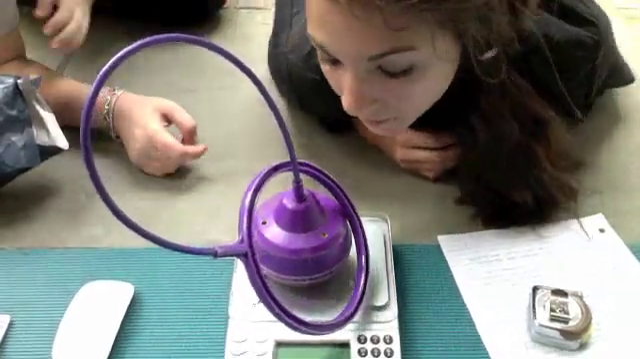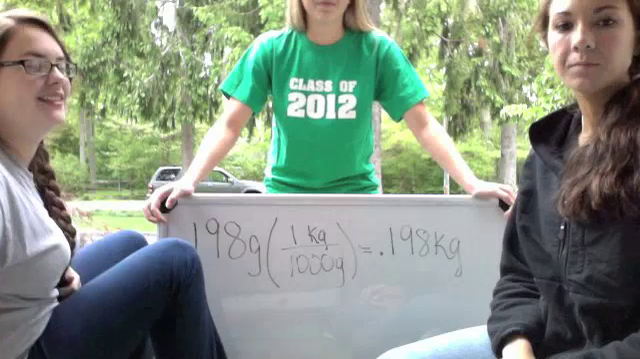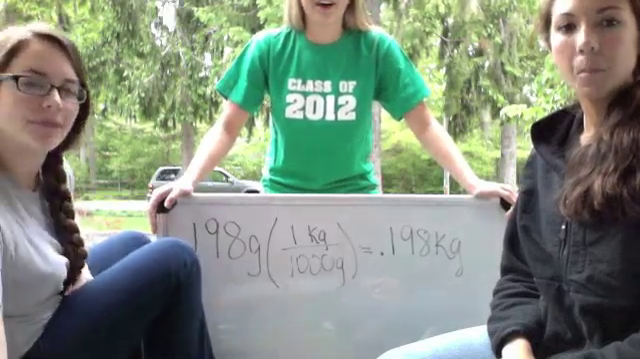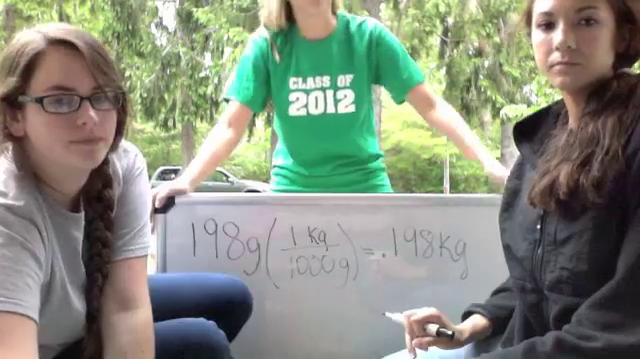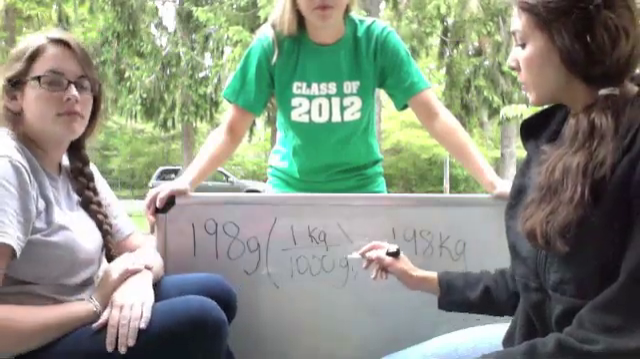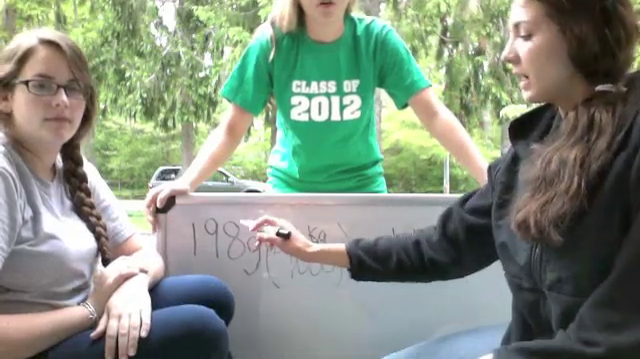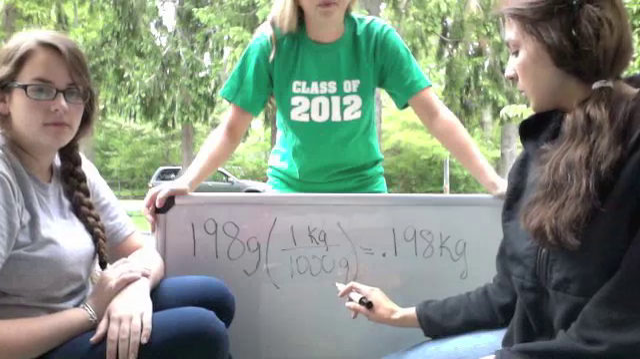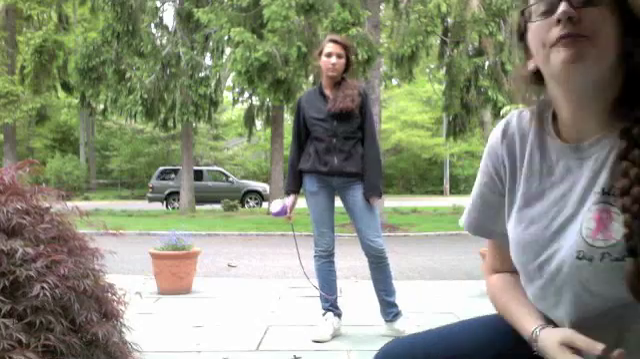Now we will be measuring the mass of the object. It turns out to be 198 grams. Now we'll be converting 198 grams into kilograms by using a conversion factor. 1 kilogram equals 1,000 grams. So by doing that, you will cancel off grams. Then you will divide 198 by 1,000, which will give you an answer of 0.198 kilograms.